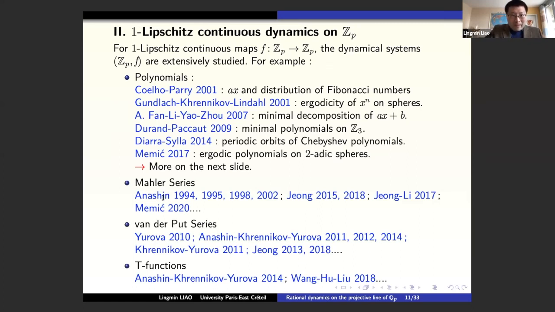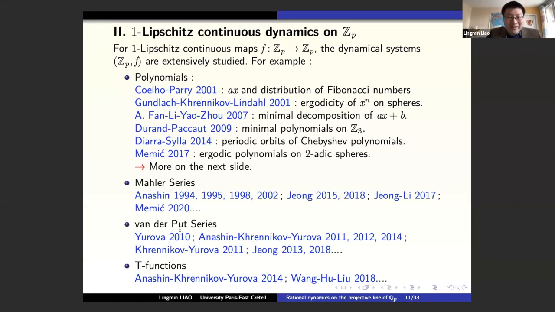And for Mahler series, Anashin began this study, and later you will find the work of John. I think today's last speaker is John. And also you will find the work of, I don't know how to pronounce it well, but Memich maybe.